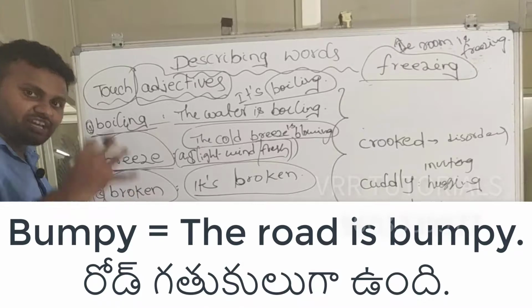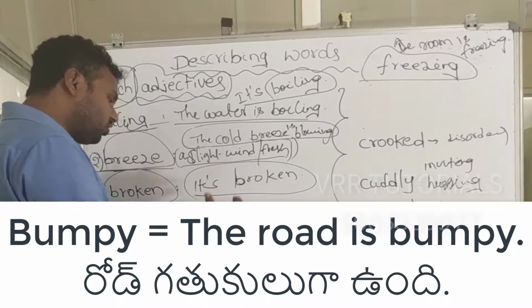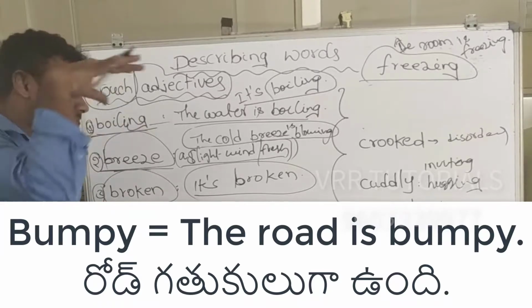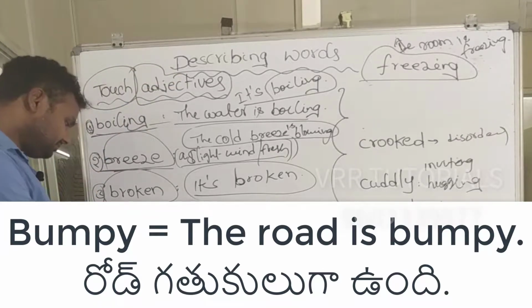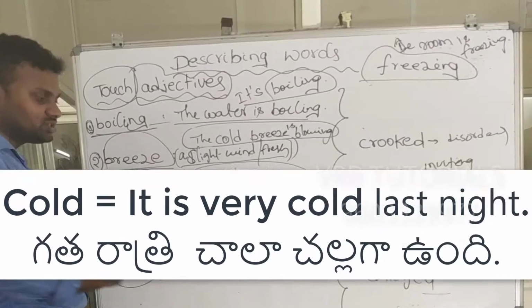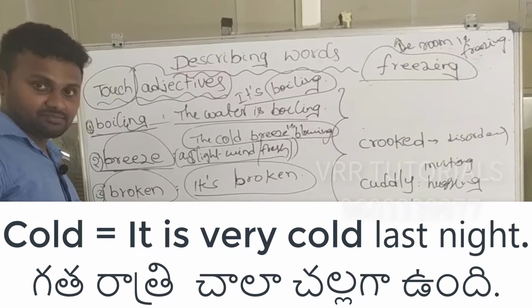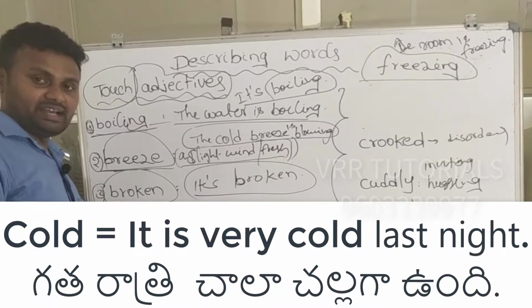So the next one is bumpy. Bumpy means it's rocky. Bumps undadam. The road is bumpy, we can say. So cold, you can say that it was very cold last night.